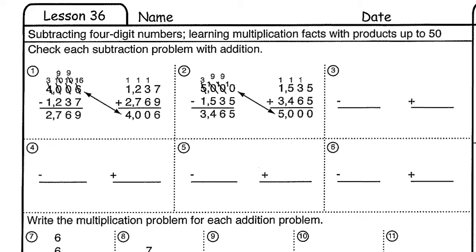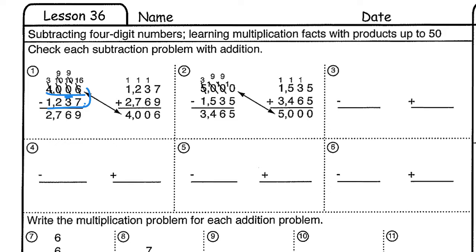So first of all, number 1 here has 4,006 minus 1,237. What they did on this is they did the 6 minus 7. You can't do 6 minus 7. So they went next door to this 0 here to regroup.